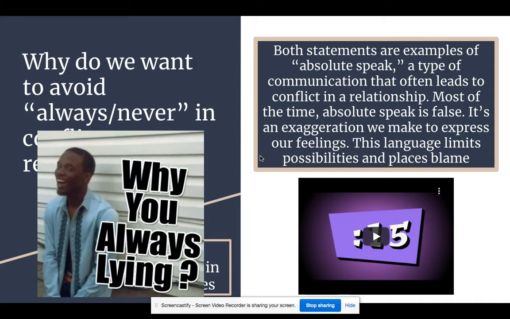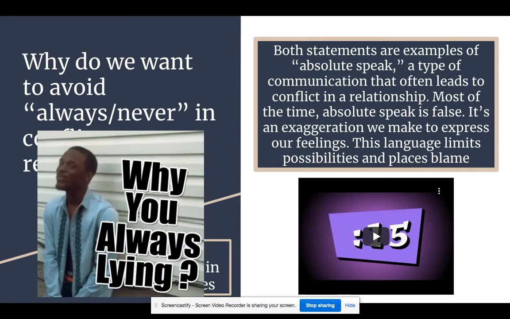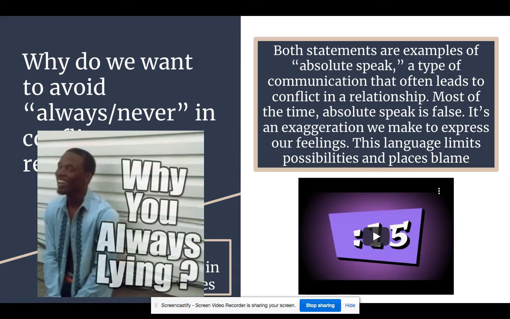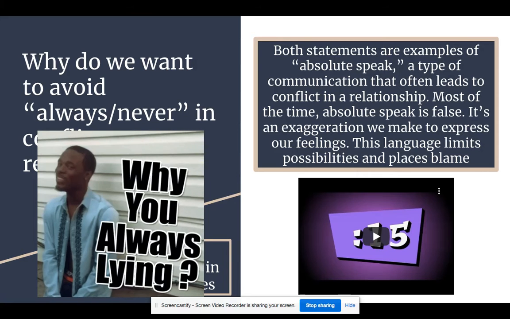So, both statements are examples of absolute speak, a type of communication that often leads to conflict in relationships. Most of the time, absolute speak is false. It's an exaggeration we make to express our feelings. So, it's like, you always lie. It's like, really? I always lie? Everything I say is a lie?